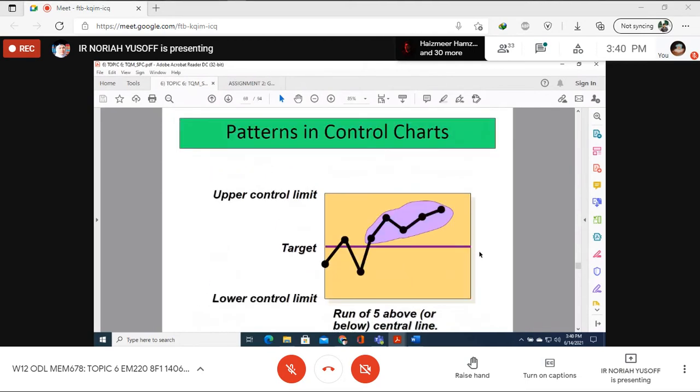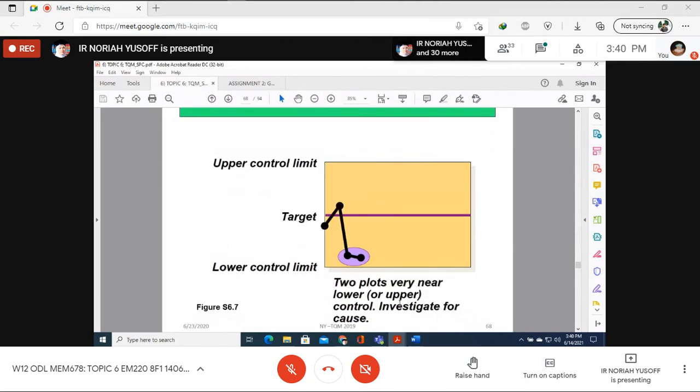And then here dia kata kat sini you tengok ada two plots very near lower ataupun at the very upper tu. Dia dekat-dekat tapi kat sini je. Maybe there's something wrong with the setting ke ataupun is already worn out ke. Okay, you have to check lah. Maksud this character ataupun trend like this, you have to bear in mind, although it is still within the upper control limit, but it is actually the anticipation tu, it may lead to major punya problems. Okay, you have to be sensitive and aware. You have to be alarmed.